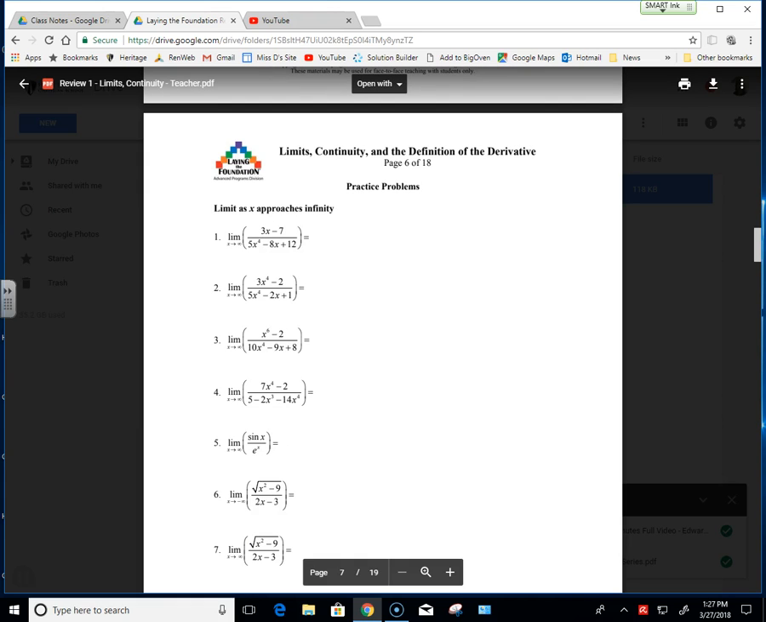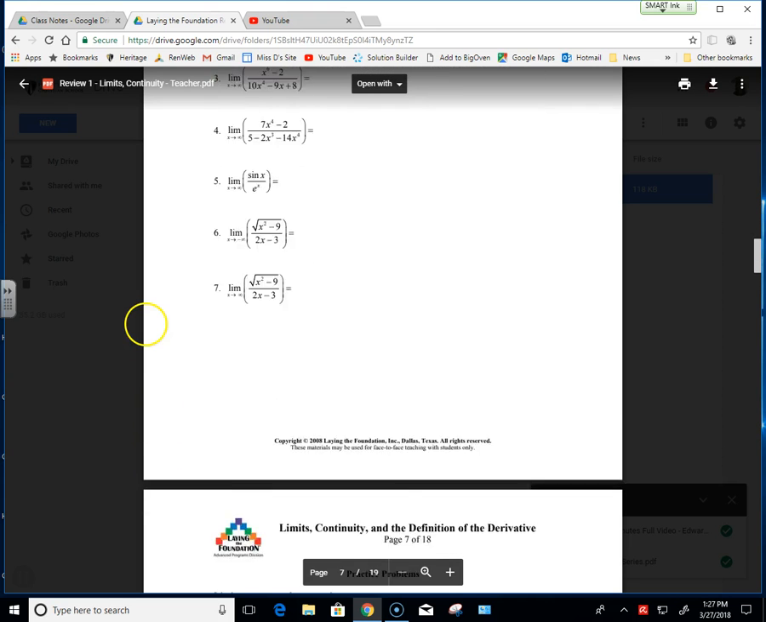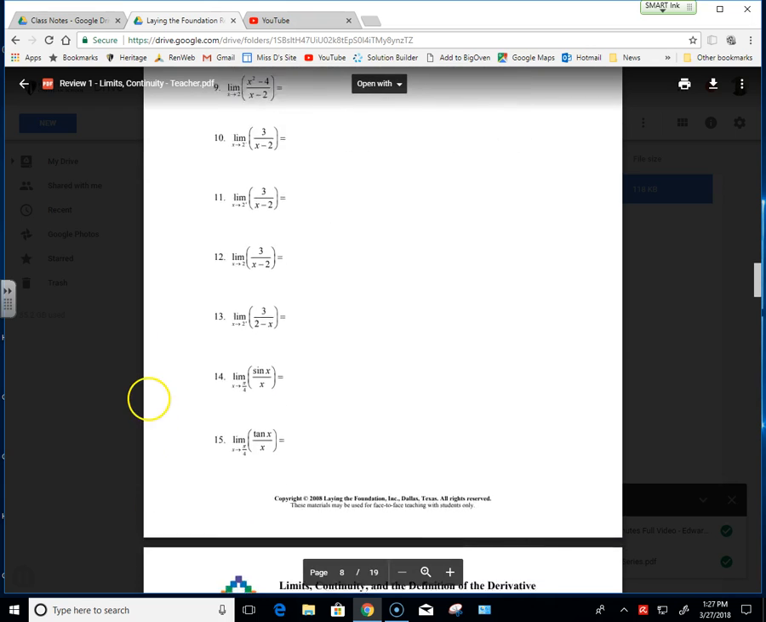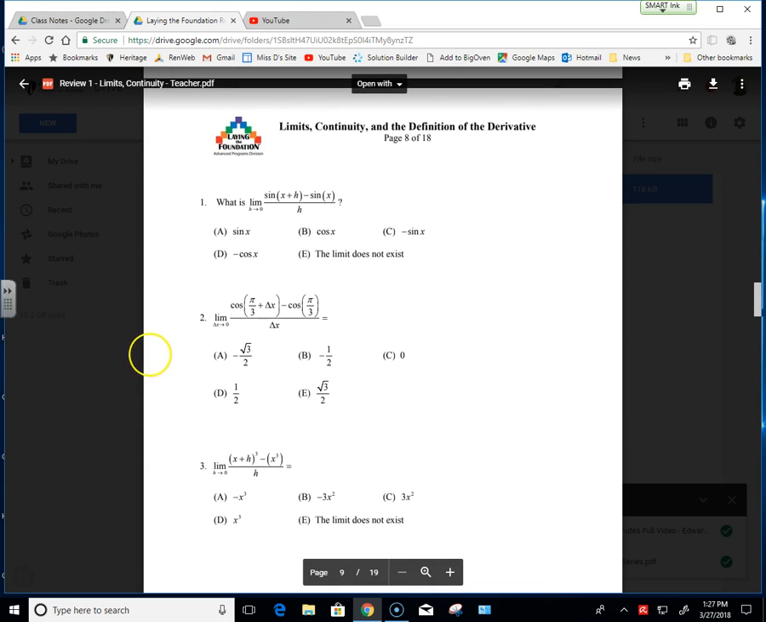We have problems. Lots of practice problems. Now, are practice problems good? The answer is yes. But what's even better than these practice homework type problems? Turn to page number 8. Ooh. Multiple choice. Turn to page number 8. Multiple choice, specifically dealing with limits and continuity.